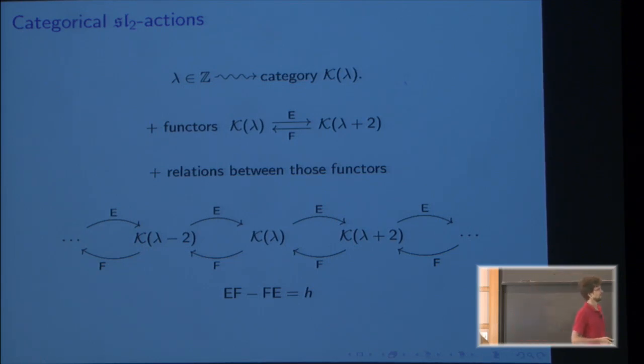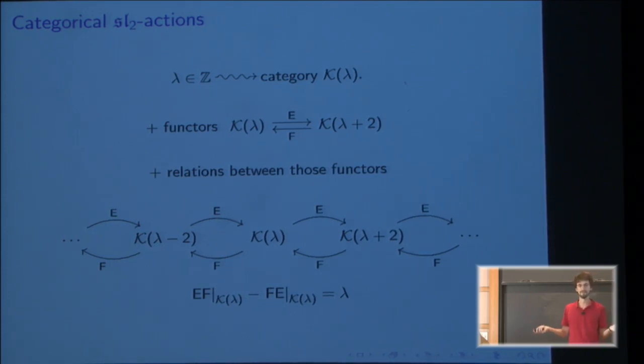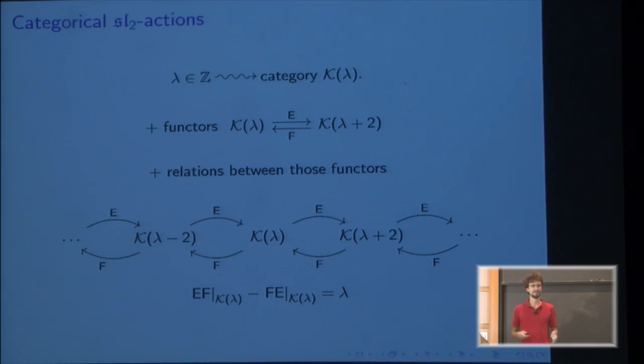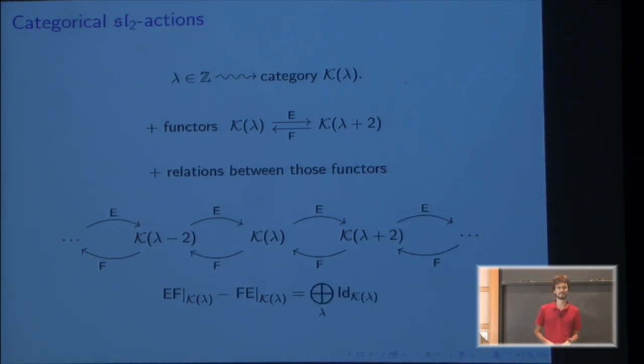Why? Because on category K lambda, H should just act by multiplication by lambda. So let's write it that way. Now, one last small problem, categories don't have multiplication. But remember, lambda is just an integer, and multiplication by an integer is just adding a thing to itself lambda times. So instead of writing equals lambda, you write equals a direct sum of lambda copies of the identity functor, which is exactly the same thing. And now that minus is easy to get rid of, we just put it on the other side and make a plus out of it.